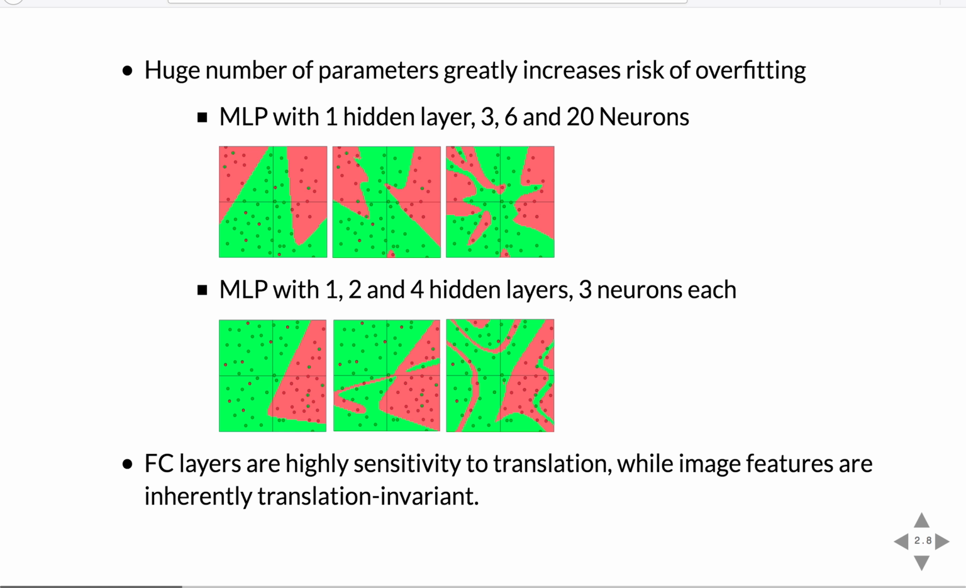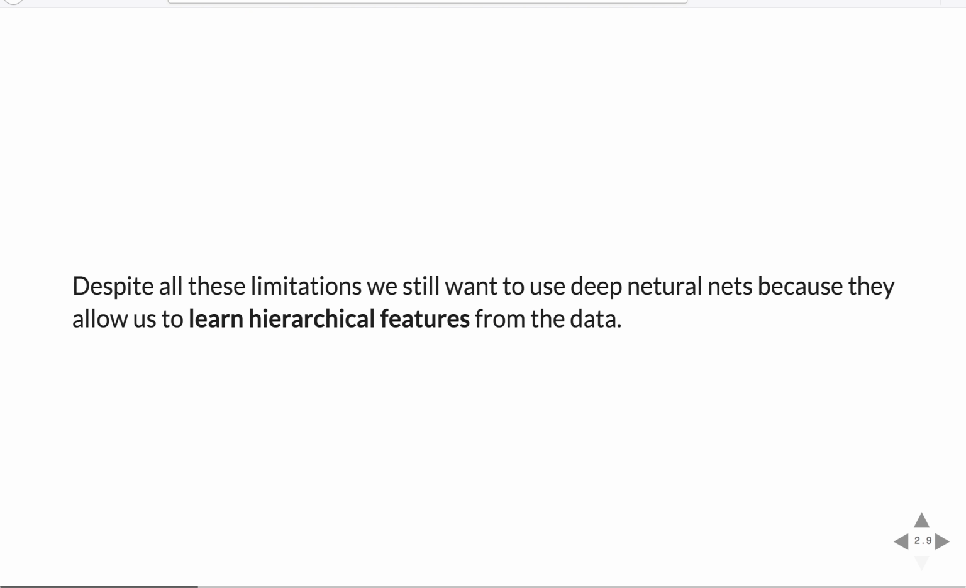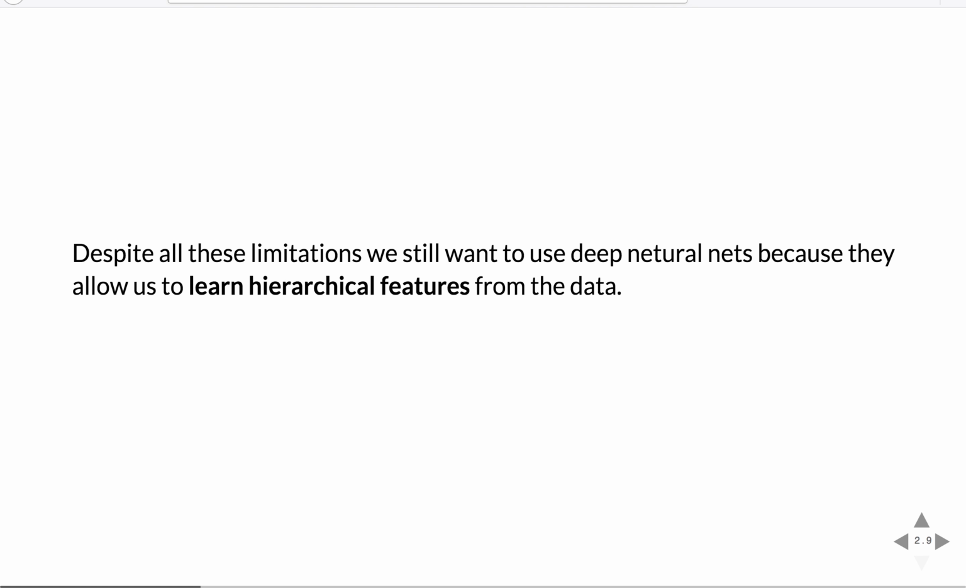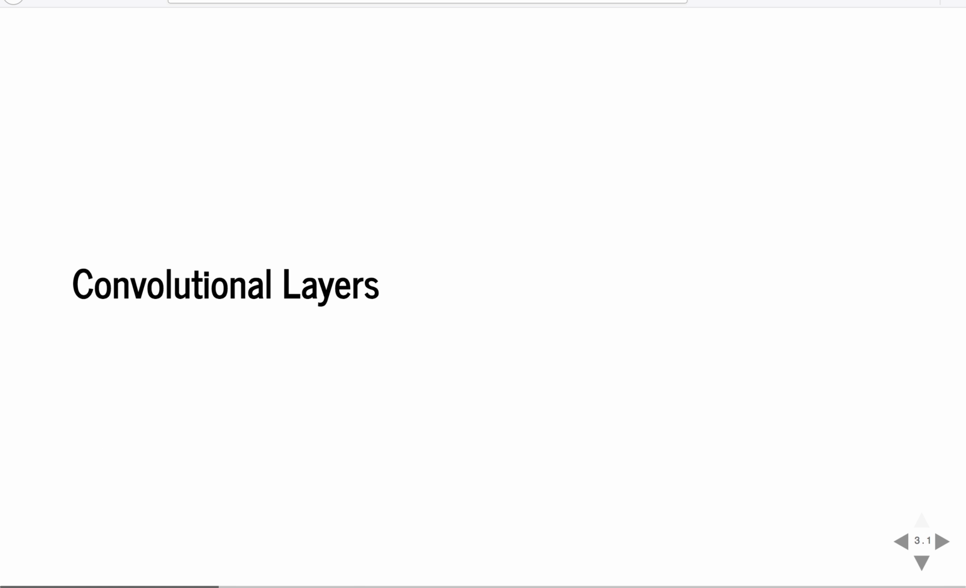So the problem is the fully connected layers are sensitive to translation, while actually images are not, because we want to classify a 9. It doesn't matter where it is in the image, we still want to understand it. Okay, but we still want to use deep neural networks because we can learn hierarchical features from the data because of their strong representative power. So we will use convolutional layers instead of fully connected layers. So now let's talk about that.